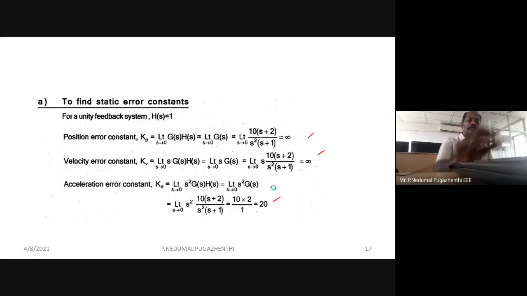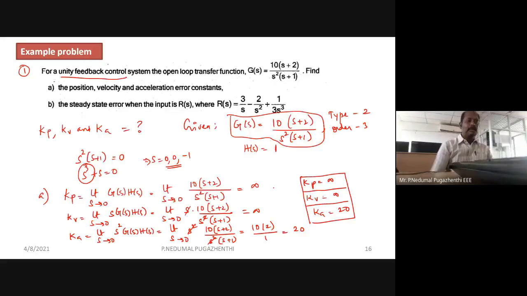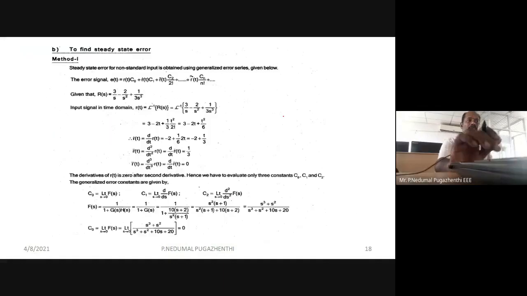So this is Kp, Kv and Ka. Now what is my B part? My B part is that the steady state error has to be found. ESS is equal to what? If my R of s is equal to 3 by s minus 2 by s square plus 1 by 3 s cube. We have a number of methods to solve this. Let us go one by one.